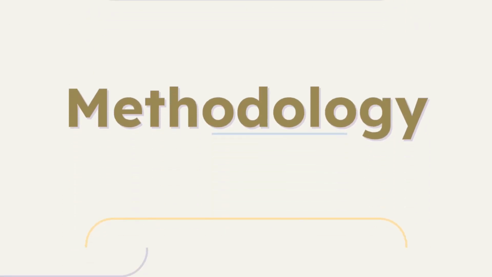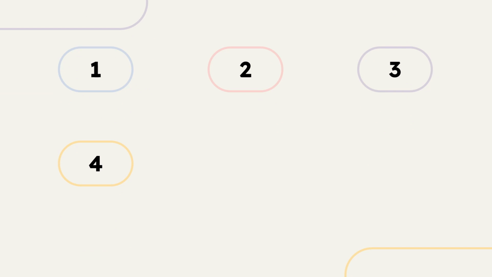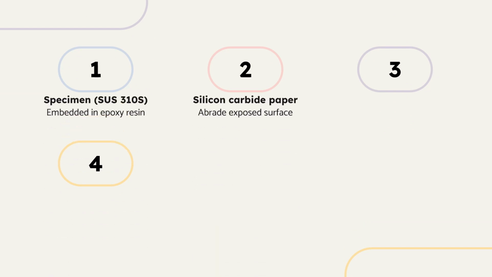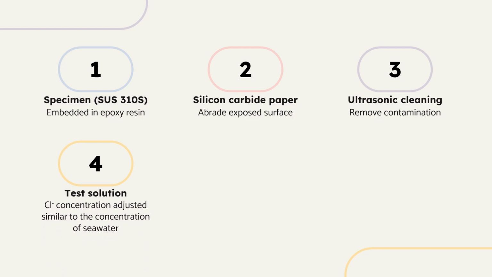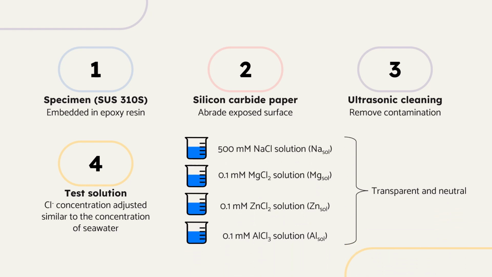Methodology. First, the specimen will be embedded in epoxy resin and the exposed surface was abraded by silicon carbide paper. The contamination will be removed by ultrasonic cleaning. Next, 4 test solutions were prepared by adjusting the Cl concentration similar to the concentration of seawater, including NaCl, MgCl2, ZnCl2 and AlCl3. The solutions were all transparent and neutral.